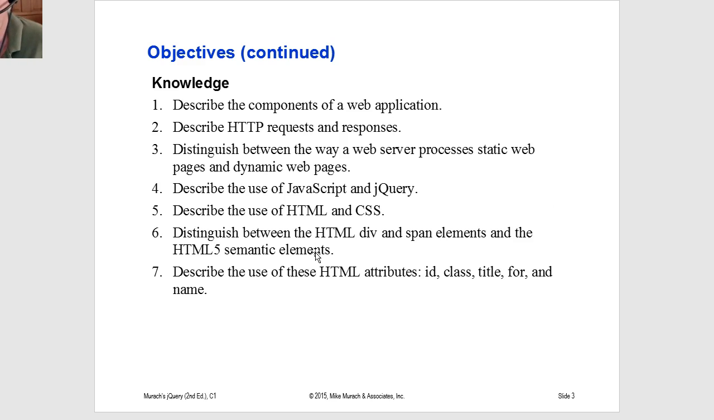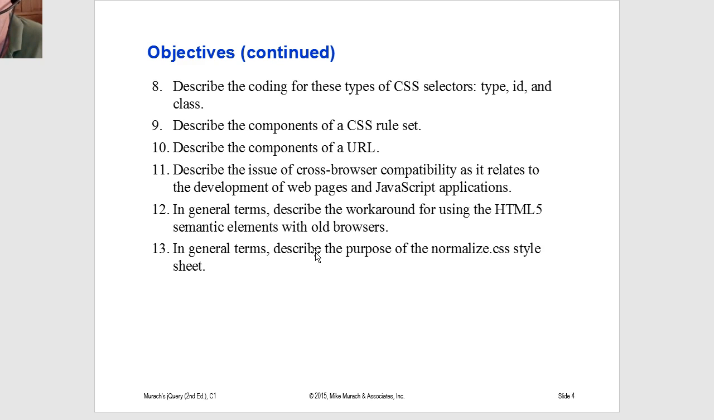What are other objectives? You want components of a web app. We'll talk about the hypertext protocol. Distinguish between a web server process and static page and dynamic page. Describe the use of JavaScript and jQuery. Describe HTML and CSS. You should know that. Talk about div tags. Talk about attributes. Describe coding for CSS selectors, a little more CSS about the rule set. The components of a URL, you should know that.